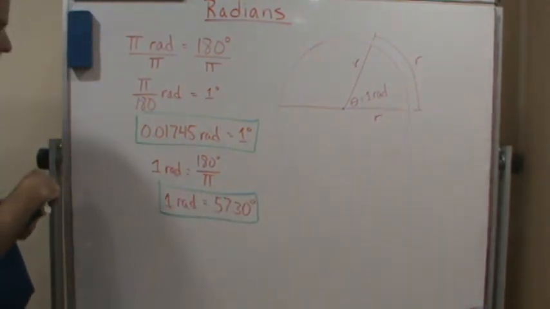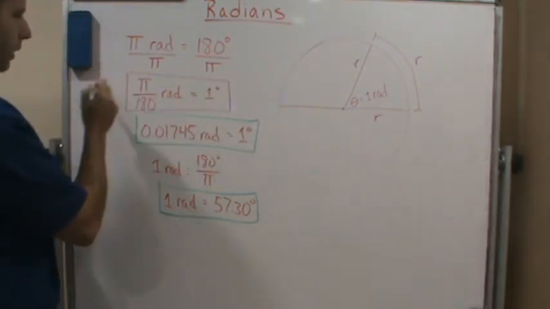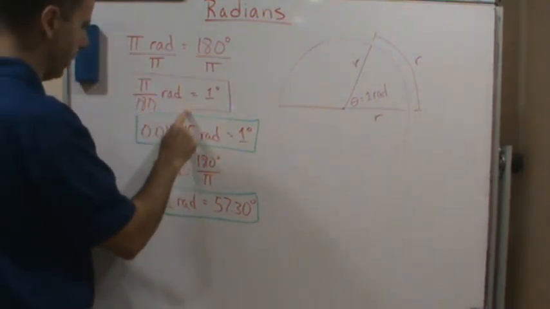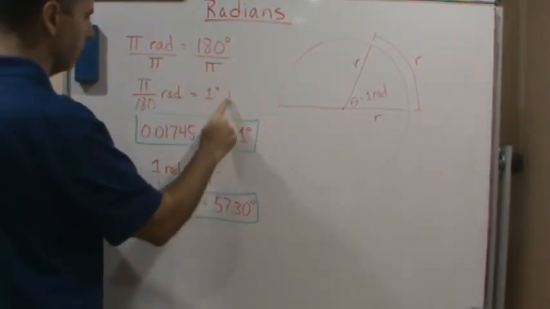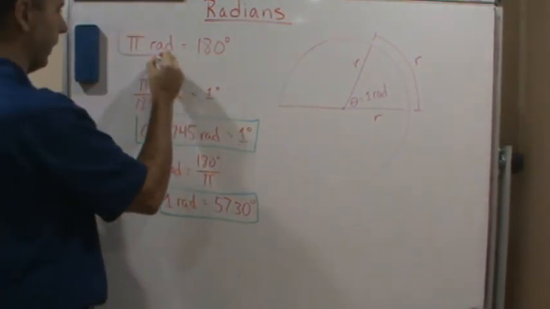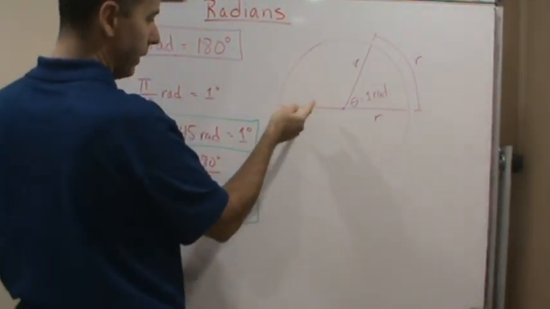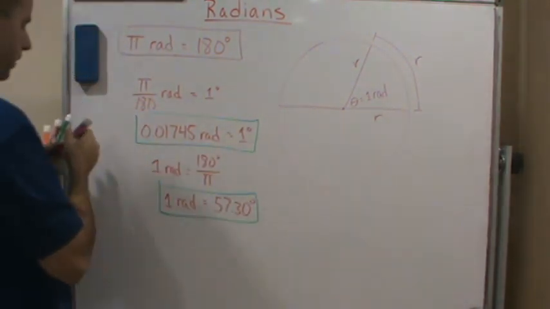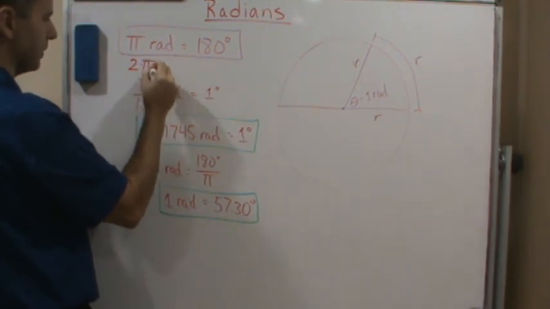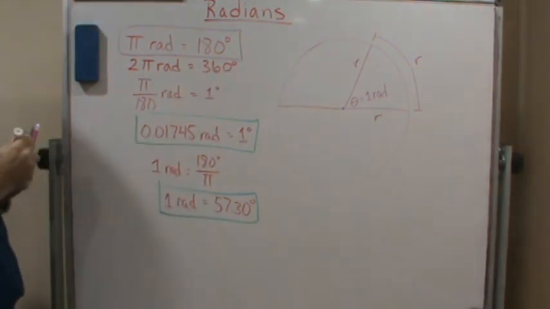But you definitely also want to remember, or actually not this one, I'm sorry, wrong one. What you should remember is this one: pi radians equals 180 degrees. And if 180 degrees is pi radians, the other one you definitely want to remember, which will also be helpful, is that 2 pi radians equals 360 degrees, a whole revolution of a circle.